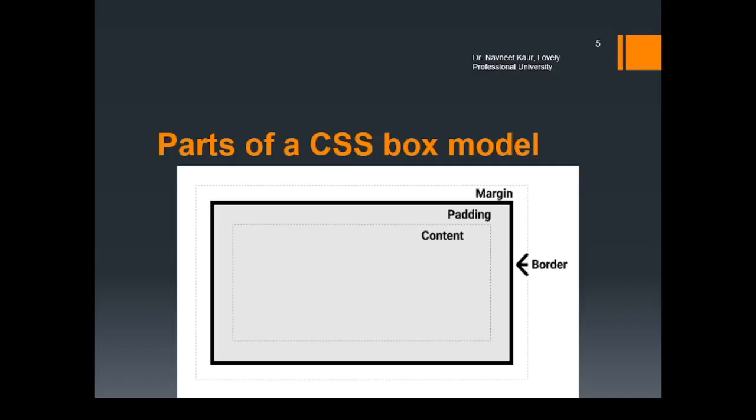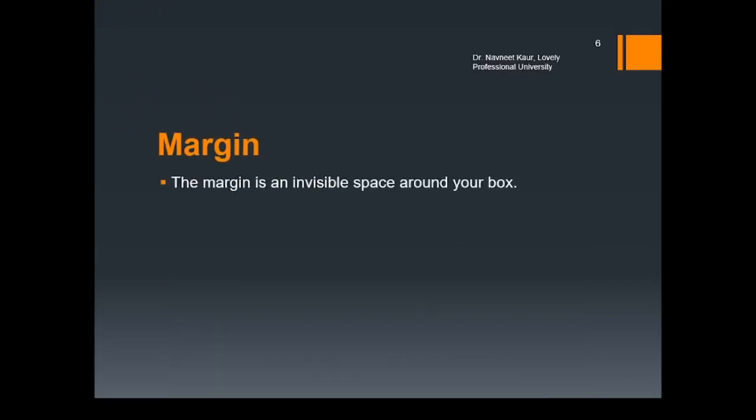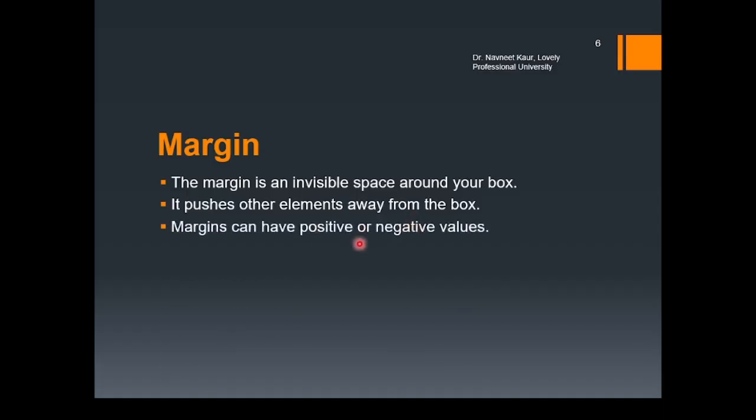Let's now have a quick recap on the different parts of CSS Box Model. The first one is margin. So margin is an invisible space around your box, and it will push other elements away from the box if you have more than one element on your web page. Margins can have either positive values or negative values. Till now, we only worked with the positive values.